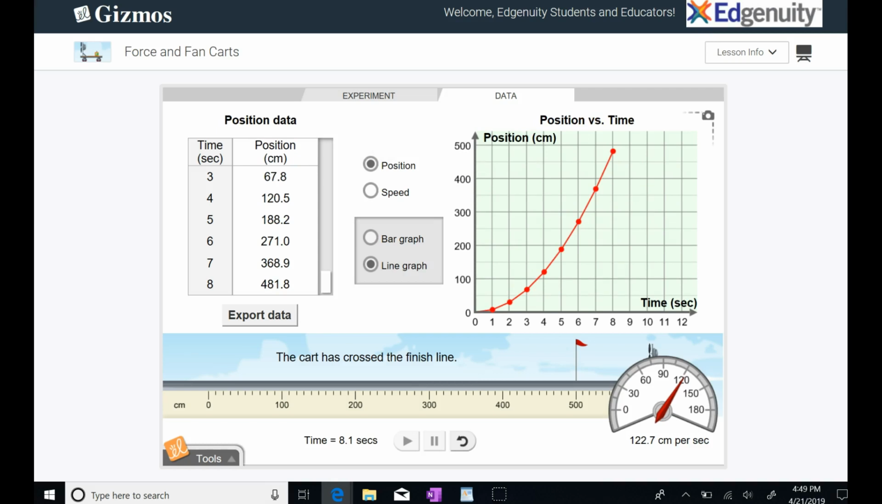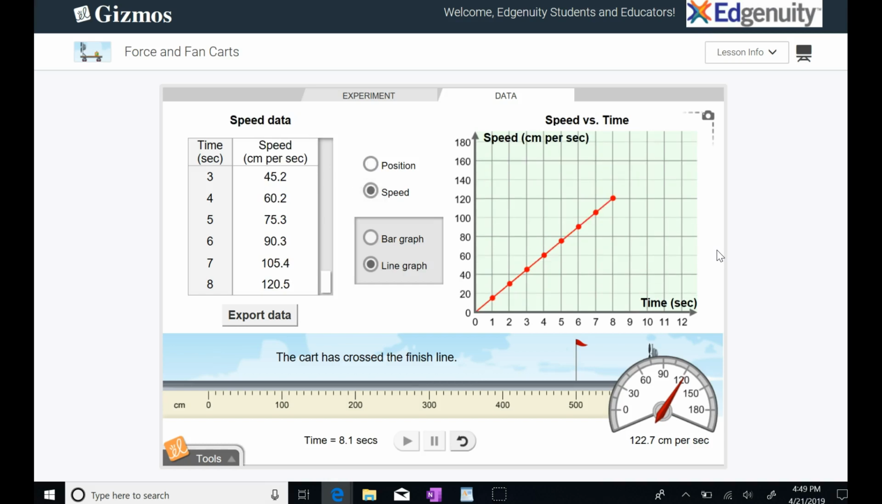So what you can do is use this to get a screenshot, and you can copy the data table by using export data, and you can also get a screenshot and copy the graph, and those can be your evidence. For the second part of the question, where you want to know how the speed changes with time, click speed, and then you already have the data for how speed changes with time and a graph as well. So this is what goes into the evidence section. All the data that you collect in order to answer the question becomes your evidence.